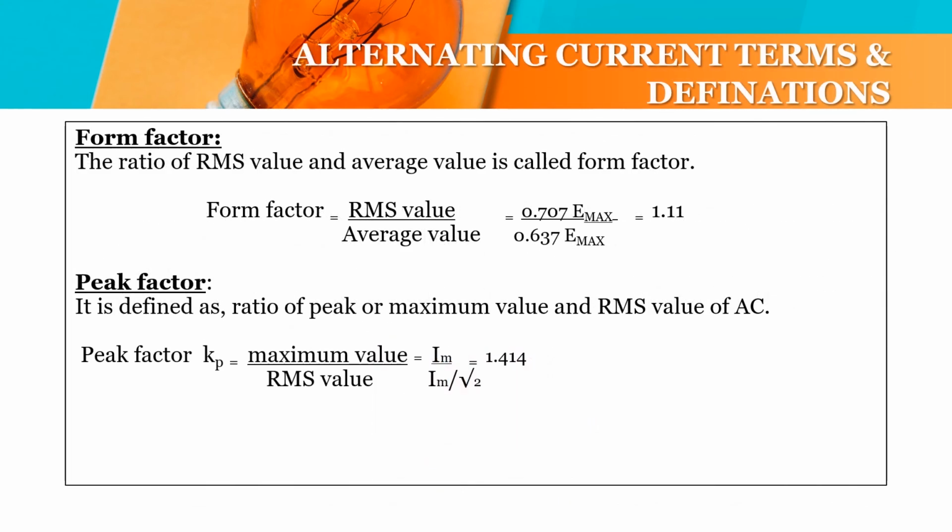Form factor. The ratio of RMS value and average value is called form factor. Form factor equals RMS value by average value. Peak factor. It is defined as ratio of peak or maximum value and RMS value of AC. Peak factor Kp equals maximum value by RMS value.